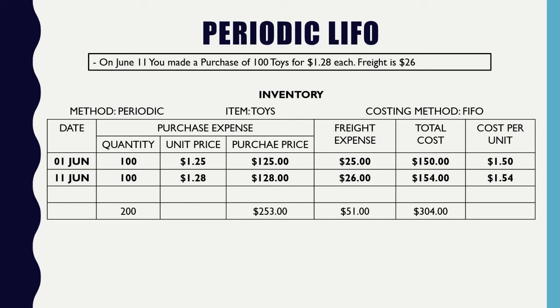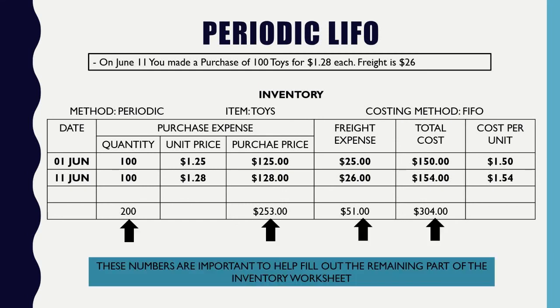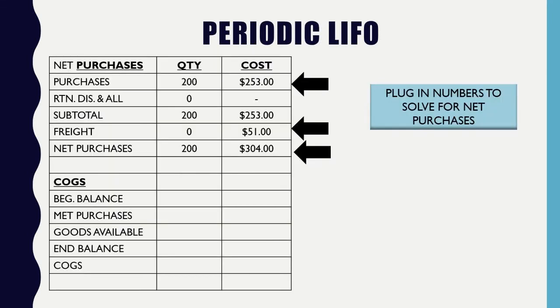Now, these numbers are very important because these are the numbers we need to plug into the bottom half of our inventory worksheet. Okay? So here's the bottom half of my inventory worksheet. I plug them in accordingly, starting with the first one, which is our net purchases.